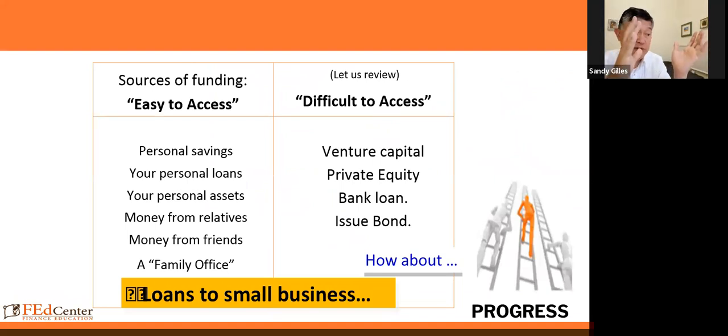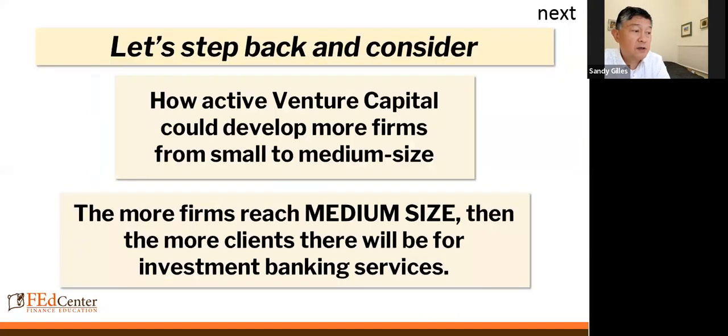At this point, let me tell you that there are some sources of funding which are easy to access. The ones on the right would be more difficult to access. You have to justify your plan, your project to the potential buyers, potential investors. Okay, so after some time, more capital can help you to move from small to medium size. And then after you do reach medium size, then you can be a client for an investment bank.